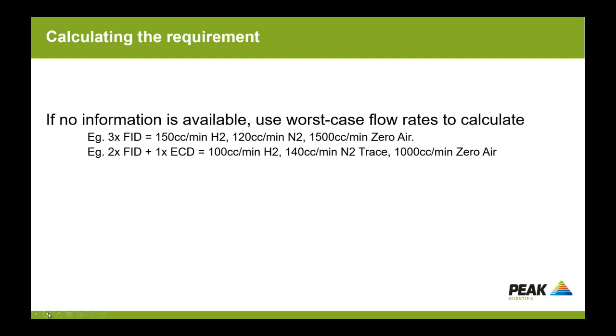And if we had a mixture of detectors, again, we would just take the maximum flow rates estimated for each of the detector types and just add up the total amount of hydrogen, nitrogen, and zero air. And in this case, because we have an ECD, we would recommend nitrogen trace because this is hydrocarbon-free nitrogen, whereas for the FID, normally it's fine to use standard nitrogen, which does not have a catalyst chamber to remove hydrocarbons.